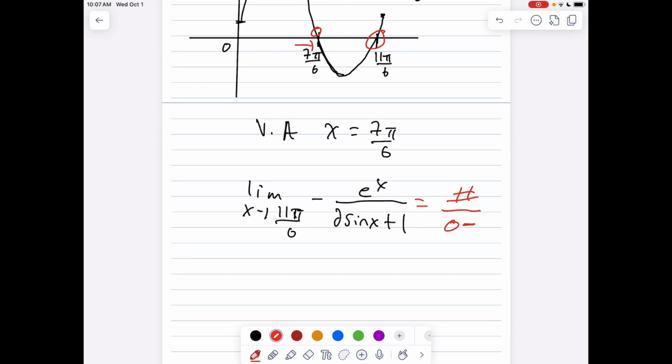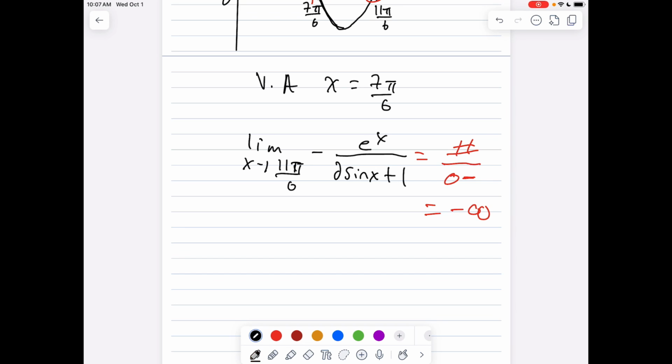So we have a number that's positive divided by numbers that are really small and they're negative. So you're going to get a negative infinity here. So you get another vertical asymptote at 11 pi over 6.